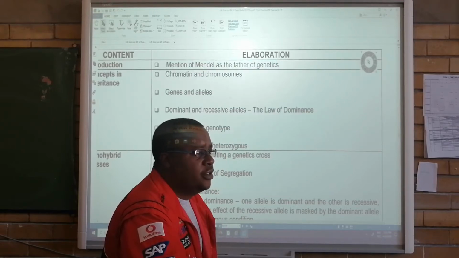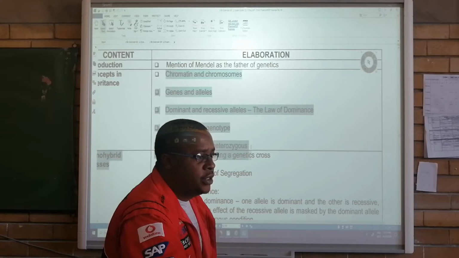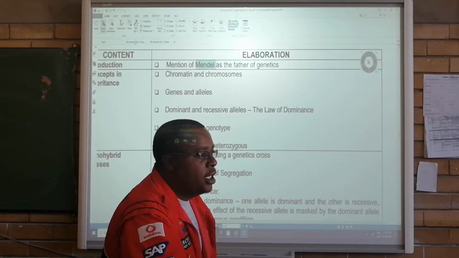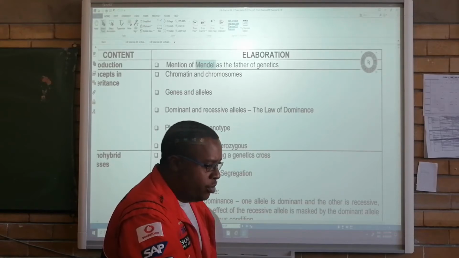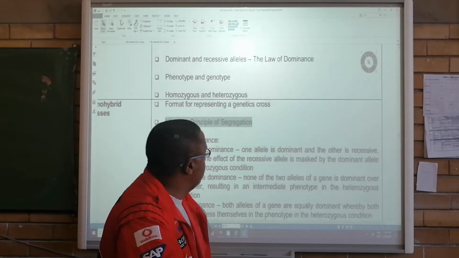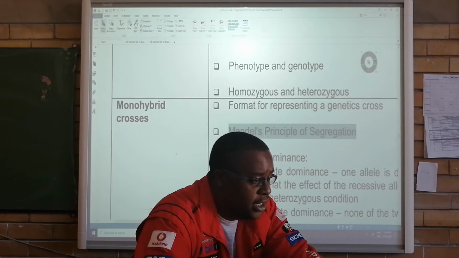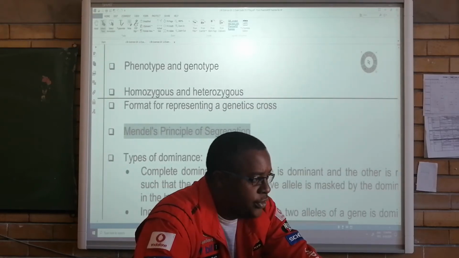Differentiation of these terms. Our brother Mendel, we're still looking at him. We're still mentioning him. And then today what we're going to be doing is Mendel's principle of segregation. That's what we're looking at today. Mendel's principle of segregation.